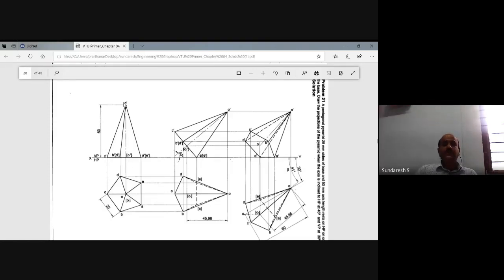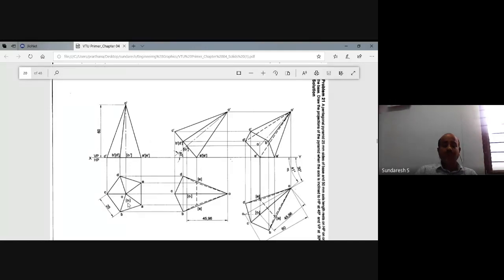Please remember, when you draw a pentagonal based pyramid or any kind of pyramid, you can see two triangular faces. When you observe the pentagon in this direction, you can see the triangular face OBC, and also you can see OAB.